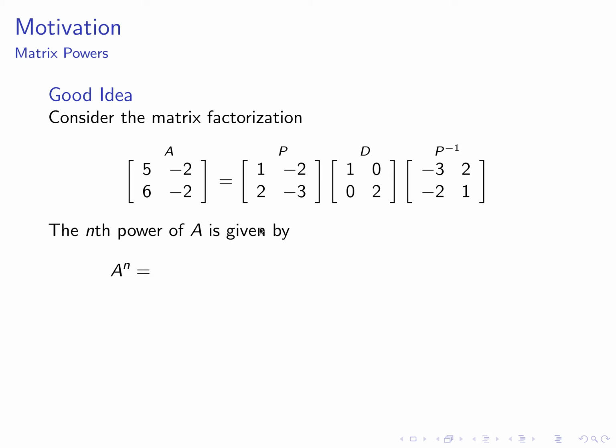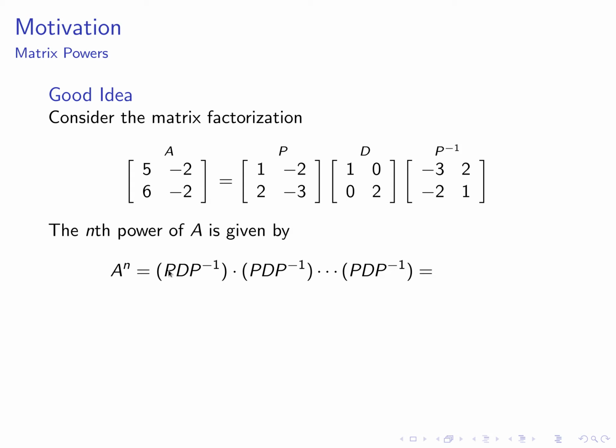So now, what would the nth power of A look like? Again, someone bothered to find this factorization. Maybe we can use this factorization to figure out the nth power of A. Well, the nth power of A is obtained by multiplying A by itself 100 different times, or n different times if we're trying to calculate A to the n. And if we stare closely at these products, we realize that something nice happens.